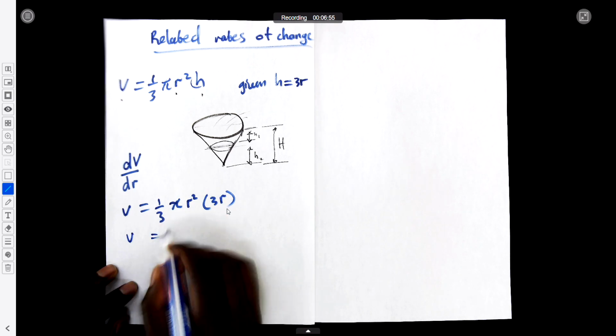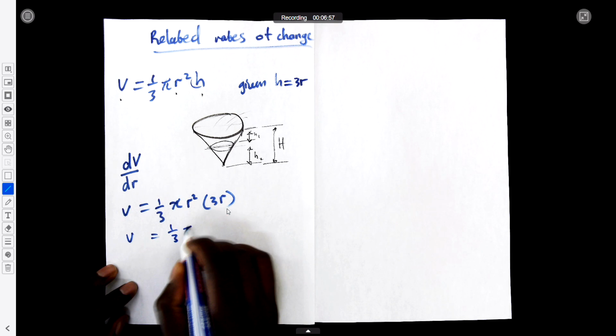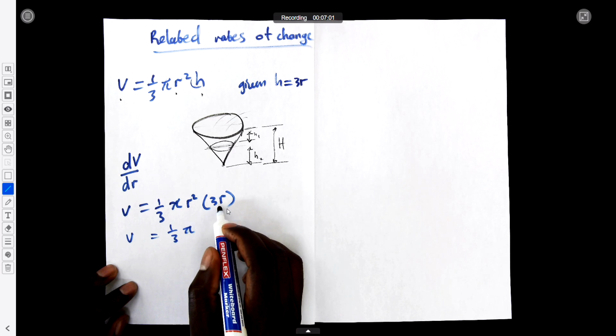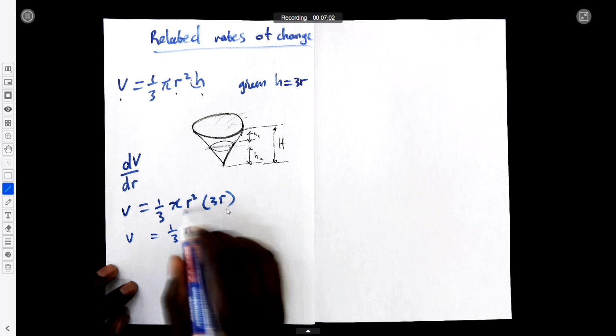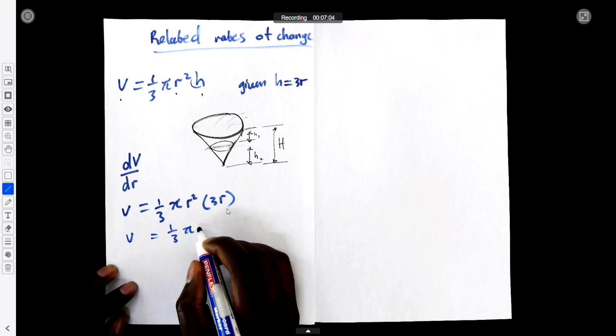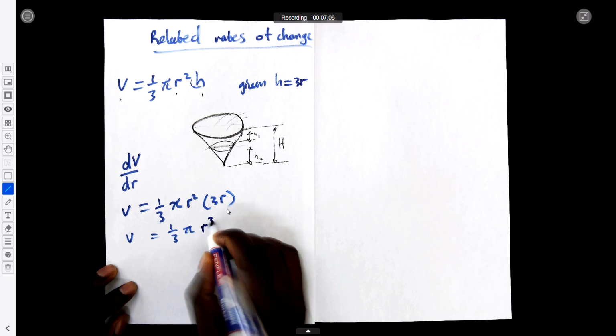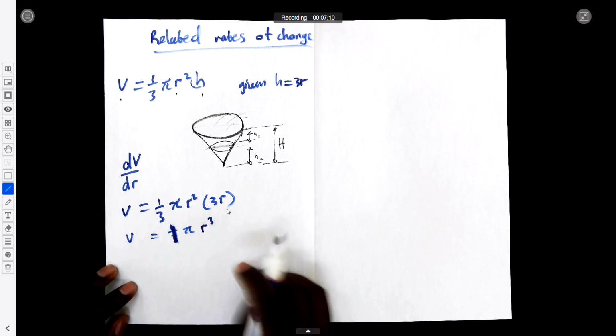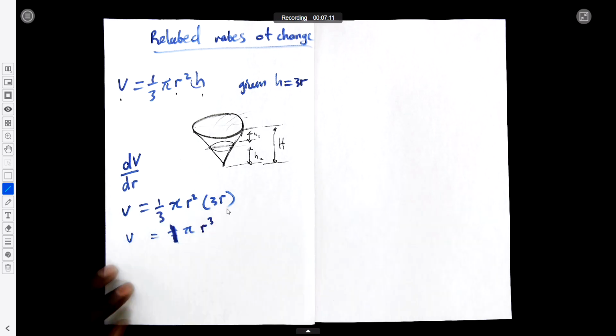So we have V equals 1 over 3 pi R squared, and this is H, therefore multiply. I think this is going to be eliminated. Therefore, we're going to have R cubed, isn't it? Times 3. So allow me to say 1 there, because when I multiply 1 over 3 times 3, it is 1. So we have V equals pi R cubed.